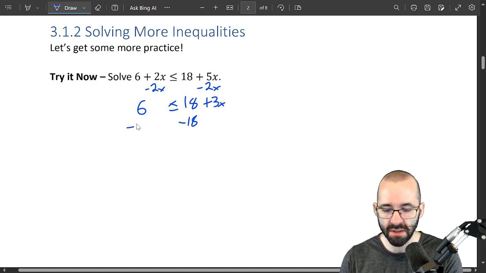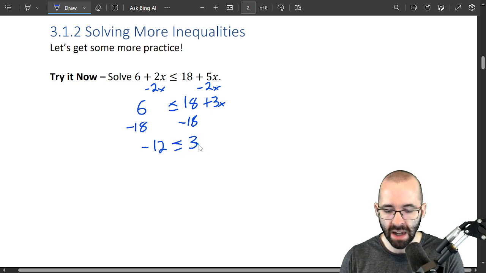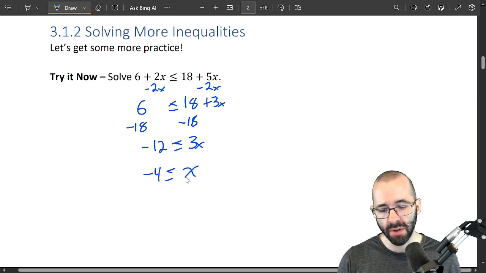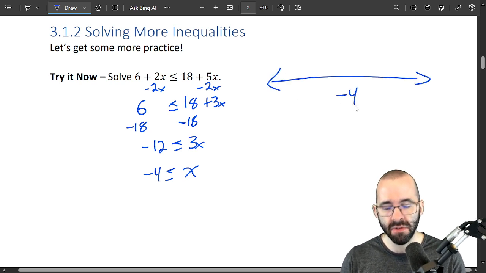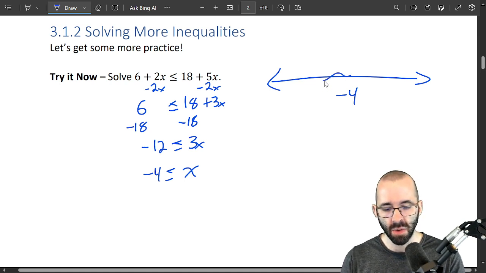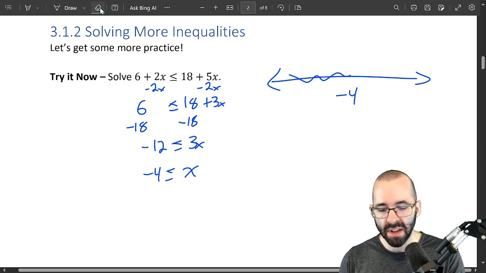Subtract 18 from both sides. Negative 12 is less than or equal to 3x. Divide both sides by 3 and get negative 4 is less than or equal to x. Now be very careful, because if we're plotting this on the number line, and let's say this is negative 4, it's very tempting to say, I see a less than or equal to sign, we're over here. But that's not the case, right?